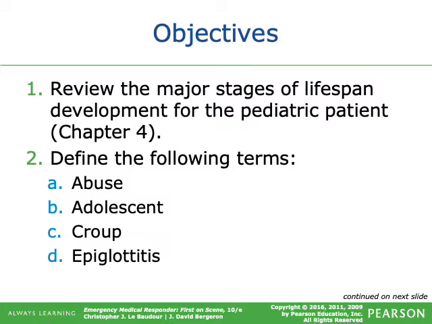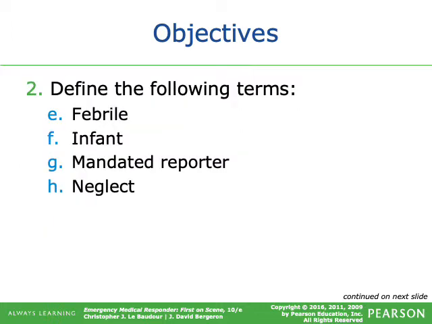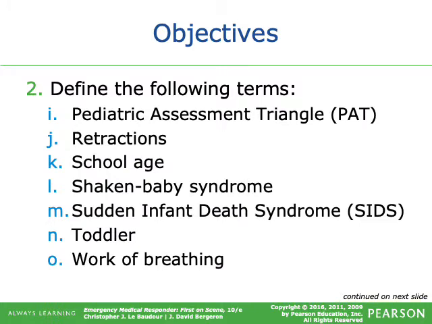Define the following terms: abuse, adolescent, croup, epiglottitis, febrile, infant, mandated reporter, neglect, pediatric assessment triangle, also known as PAT, retractions, school age, shaken baby syndrome, sudden infant death syndrome, also known as SIDS, toddler, work of breathing.